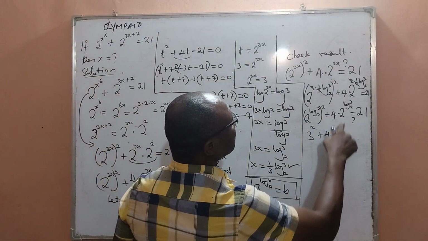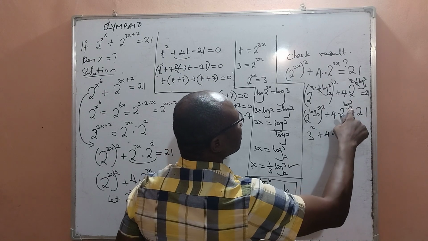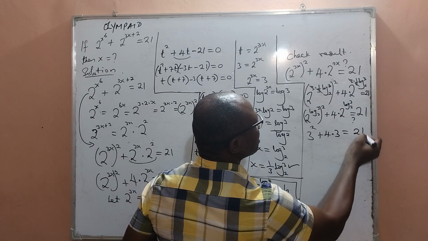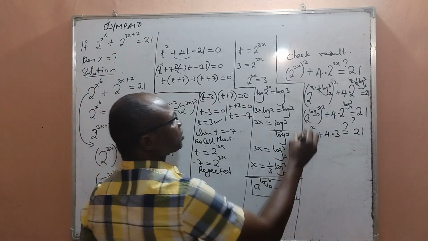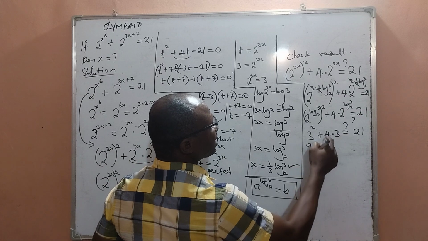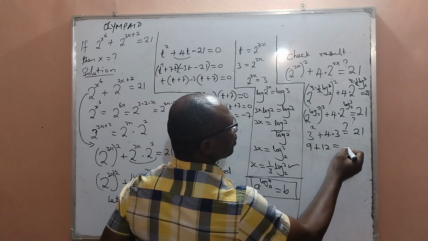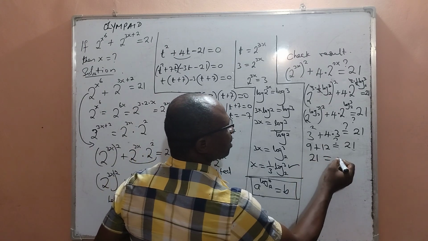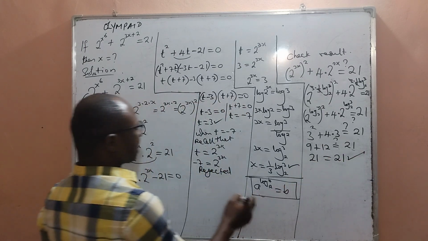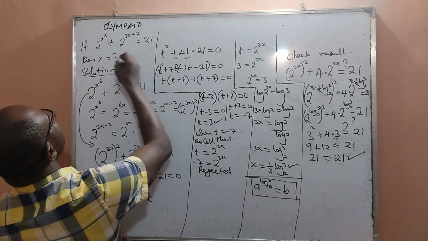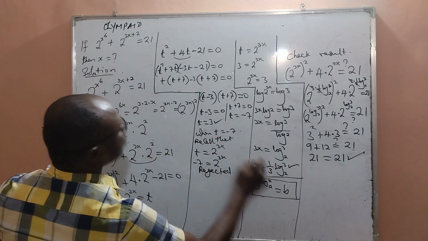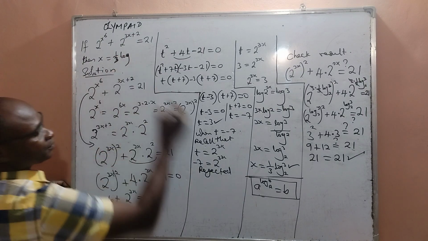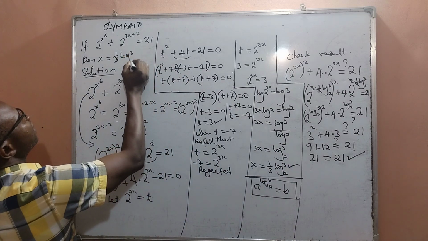Alright, next I have 4 multiplied by 2 to the power of log 3 base 2, which is equal to 3 as well. Then is this equal to 21? That is the question. 3 raised to power 2 is 9. And 4 times 3 is 12. Will this be equal to 21? But 9 plus 12 is equal to 21, which is equal to 21. Authenticating the answer we got, that the value of x here is going to be equal to 1 all over 3, then the log of 3 base 2.